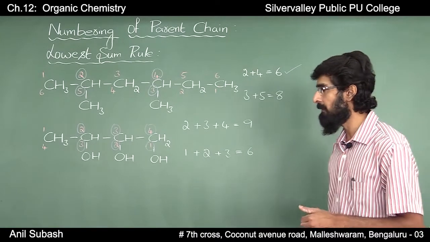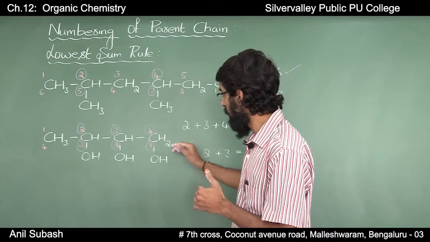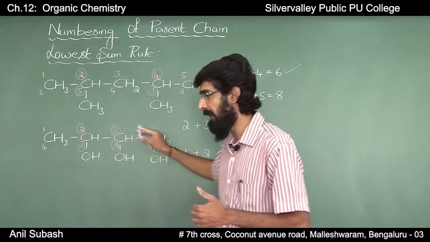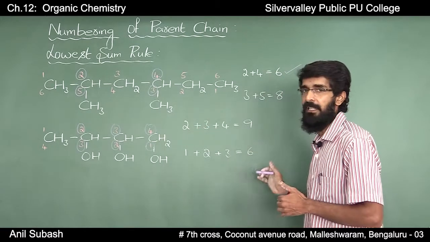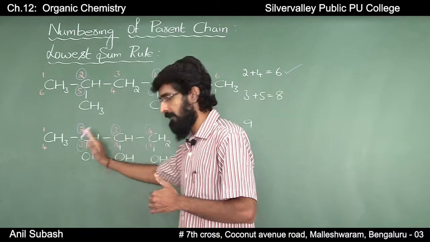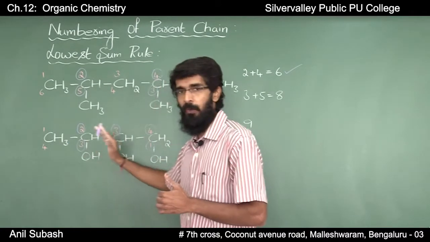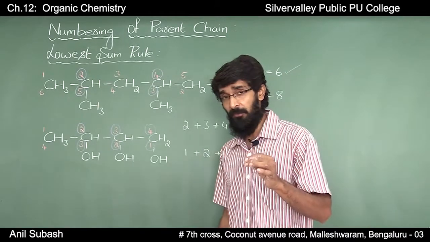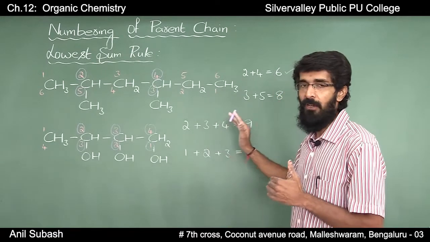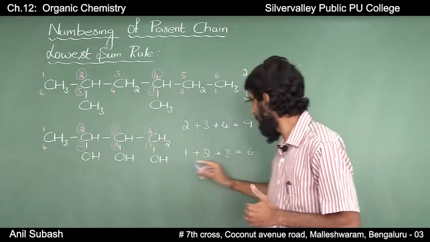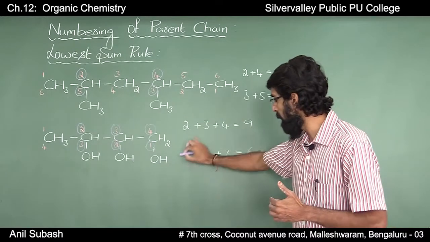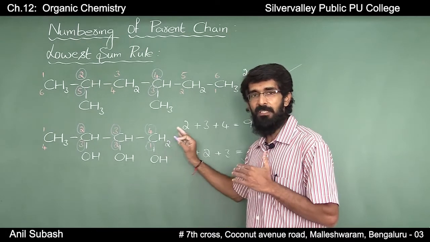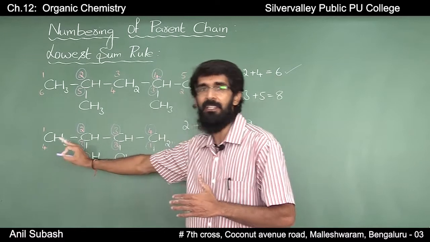Coming to the second example, the locants are 2, 3 and 4 if I number it from the left hand side, and the sum of the locants is 9. If I number it from the right hand side, the locants are 1, 2 and 3 and the sum of the locants is 6. According to the lowest sum rule, the correct way of numbering is from the right hand side because the sum of the locants gives the minimum number. That is, in this case, the parent chain is numbered from the right hand side.